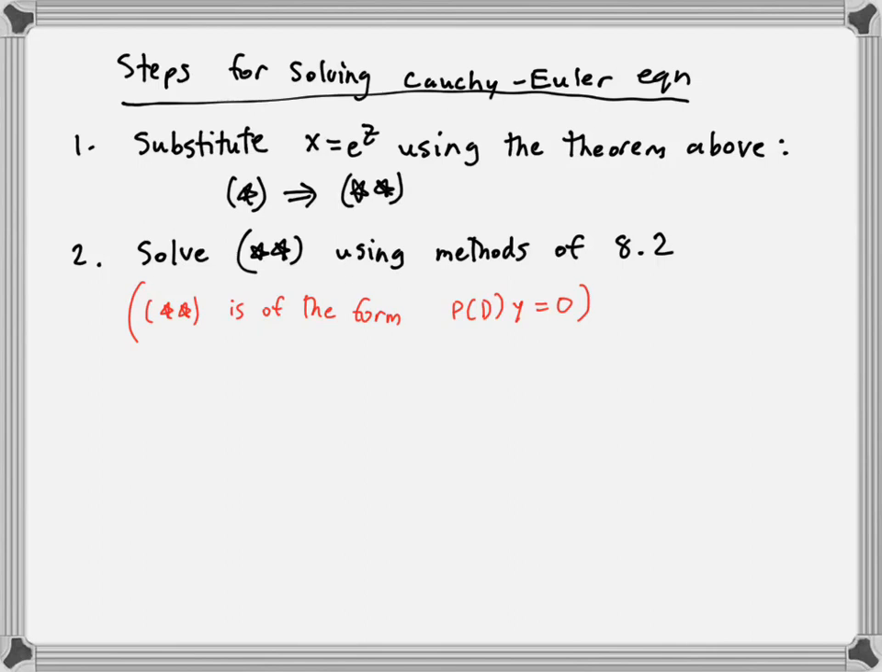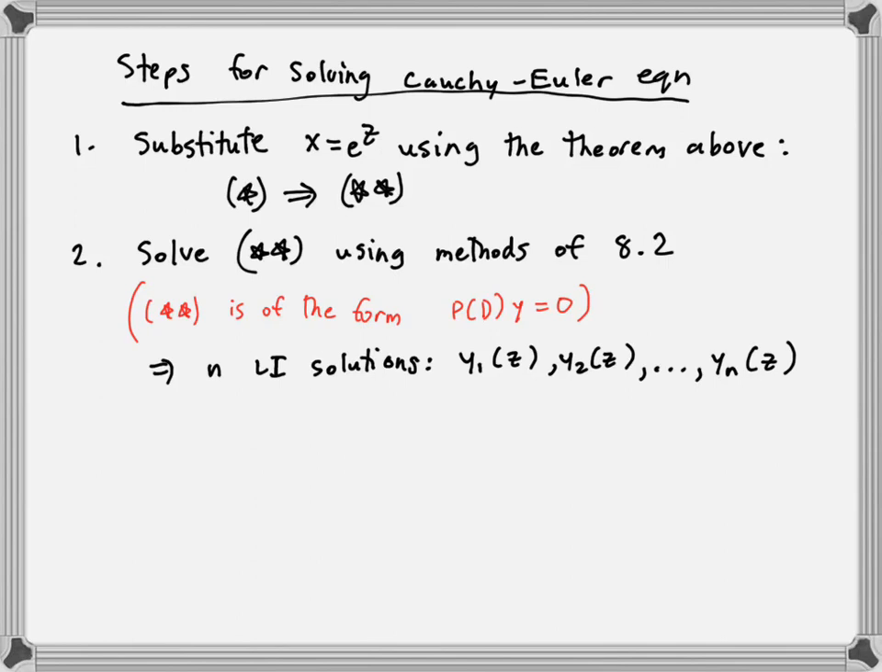And when you do that, when you solve it, this will give you n linearly independent solutions. And those solutions are going to look like this: y1 of z, y2 of z, all the way to yn of z. It's important for you to remember that you have a z here, not an x. And so there is a final step. Step 3 is going to be to replace z back with ln of x.